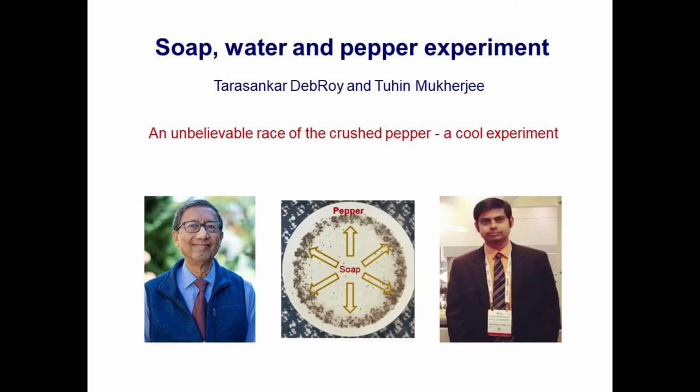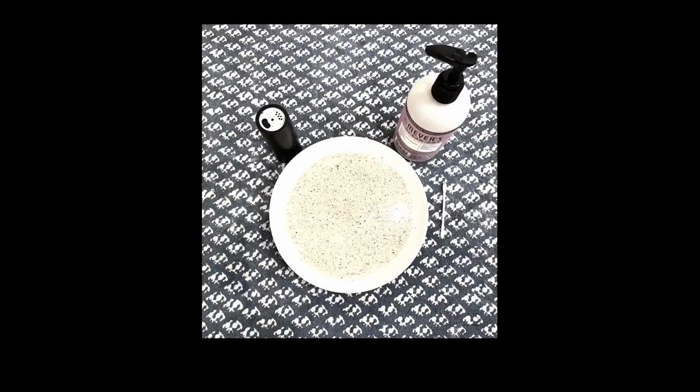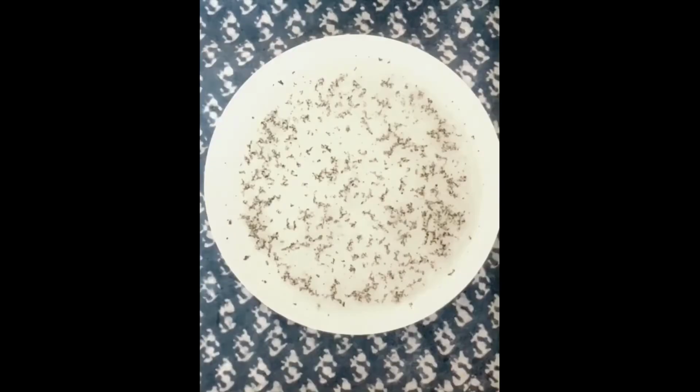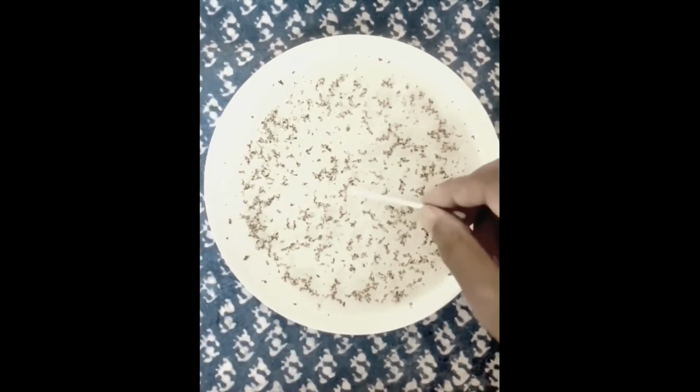Hello and welcome. We are about to do an amazing experiment with the four things on the table: a soap bottle, a cotton swab, and a plate with some water on it and some crushed paper sprinkled on the water. We now put a dab of soap on a cotton swab and just put it in the water.